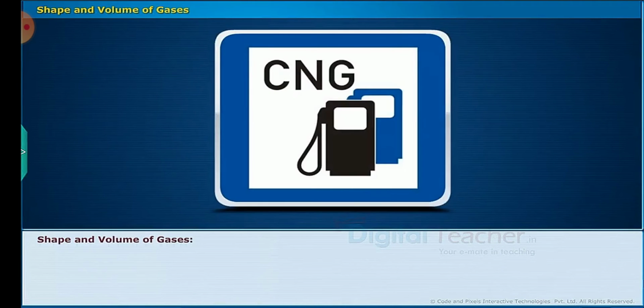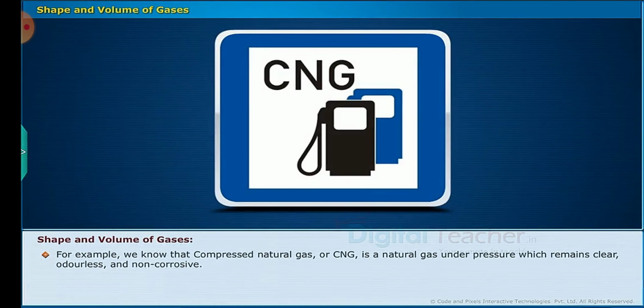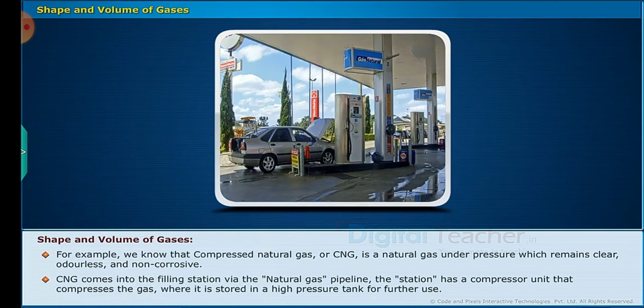Let us know about shape and volume of gases. For example, we know that compressed natural gas or CNG is a natural gas under pressure which remains clear, odorless and non-corrosive. CNG comes into the filling station via the natural gas pipeline. The station has a compressor unit that compresses the gas where it is stored in a high pressure tank for further use.